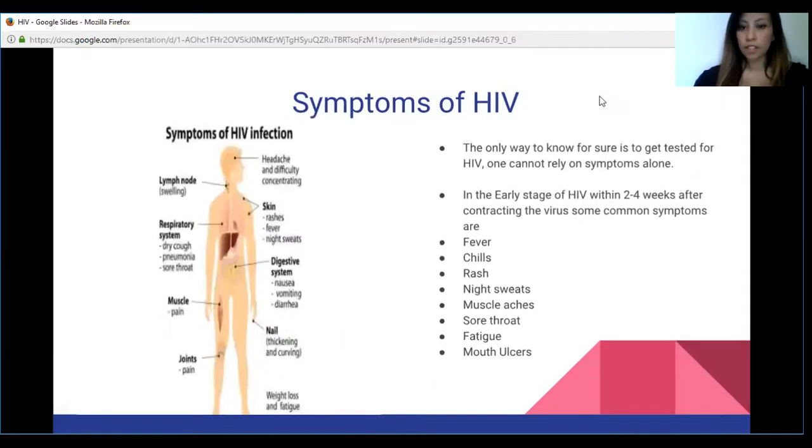Some of the symptoms of HIV vary depending on the stage of the affected individual. In the early stage of HIV, within 2 to 4 weeks after contracting the virus, some common symptoms are fever, chills, rash, night sweats, muscle aches, sore throat, fatigue, and mouth ulcers.